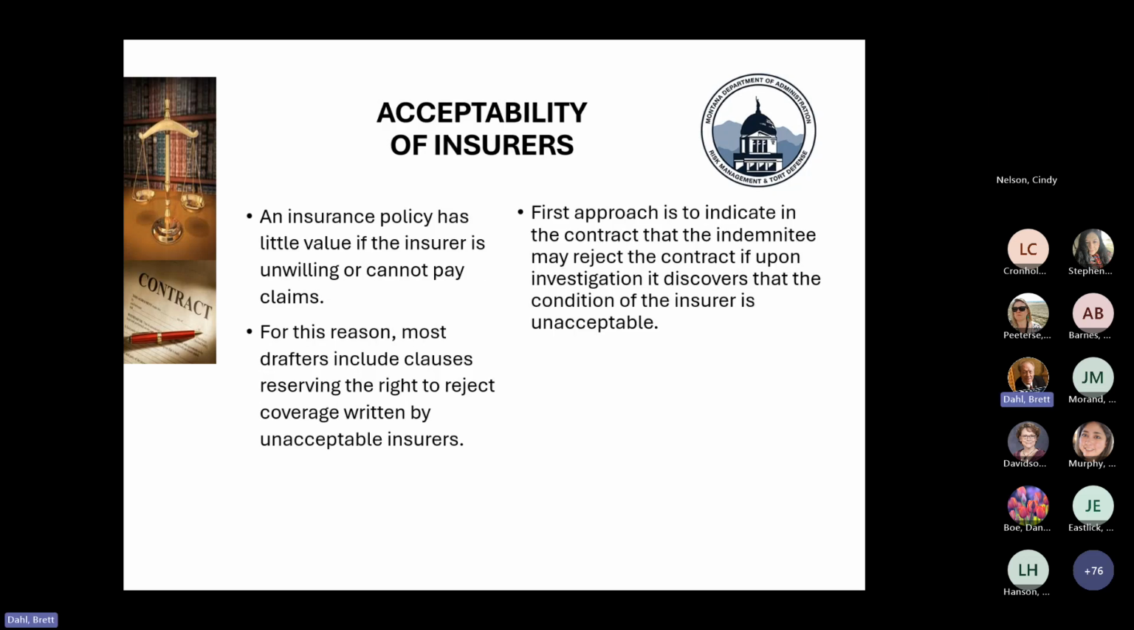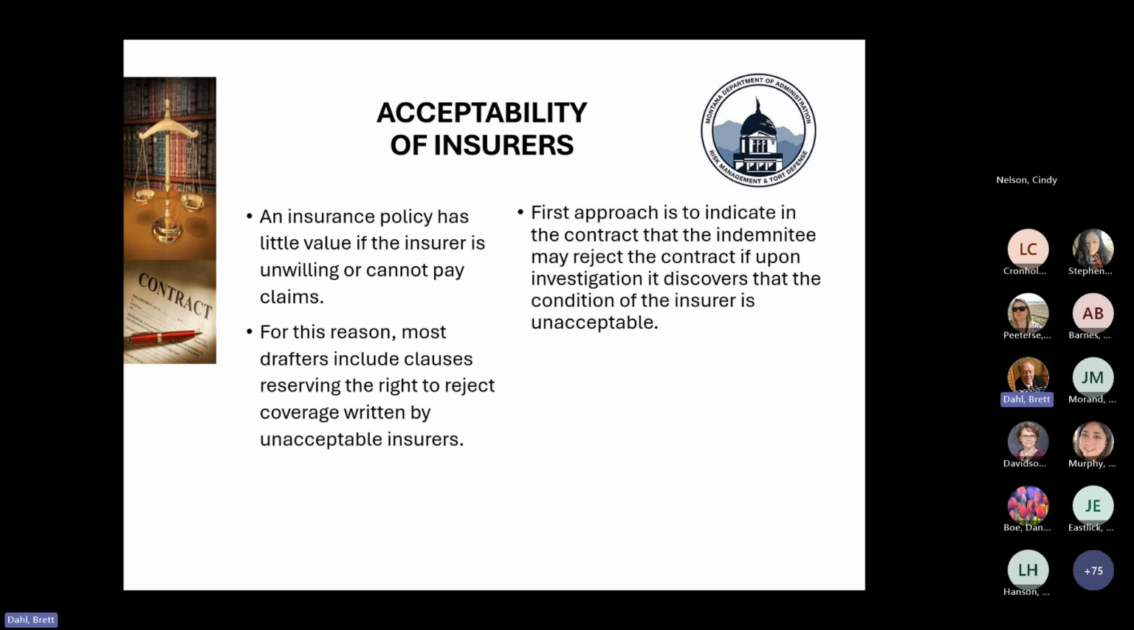So the acceptability of insurers, that's my business. We're in the world of insuring. We have 26 commercial insurance programs put in place for all of you in the universities. So we know a lot about insurance. In your requirements, you want to make sure that your contractors have the appropriate insurance from a good carrier. An insurance policy in bullet number 1 has little value if the insurer is unwilling or cannot pay claims. Secondly, the drafters should include clauses reserving the right to reject coverage written by unacceptable insurers.